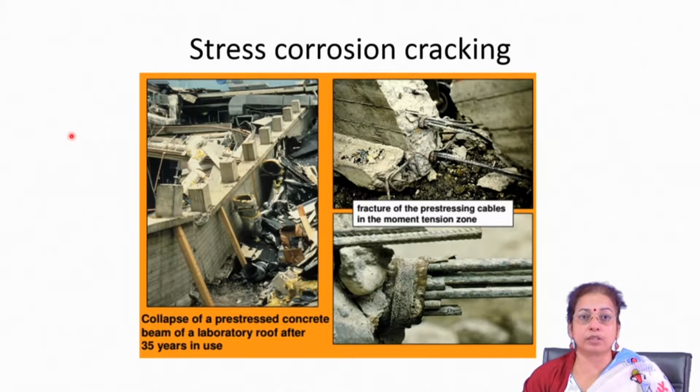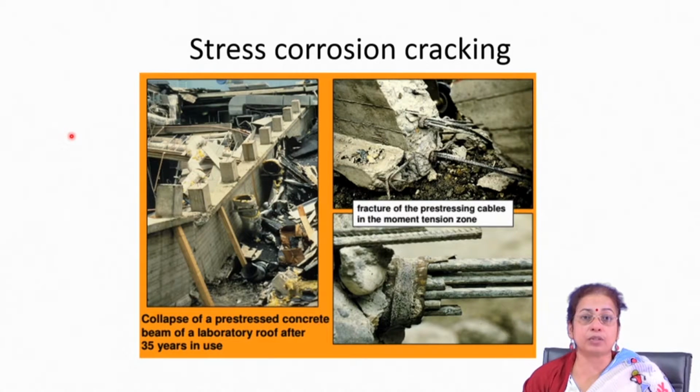in very important engineering sectors. On the left side, the collapse of a pre-stressed concrete beam of a laboratory roof after 35 years of use is shown. You will find how badly it has collapsed, and in roofs this is a major cause of failure, which is sometimes unnoticed, because there is always seepage of water or other environmental species through the porosities in the concrete, as a result of which it corrodes the underlying steel.